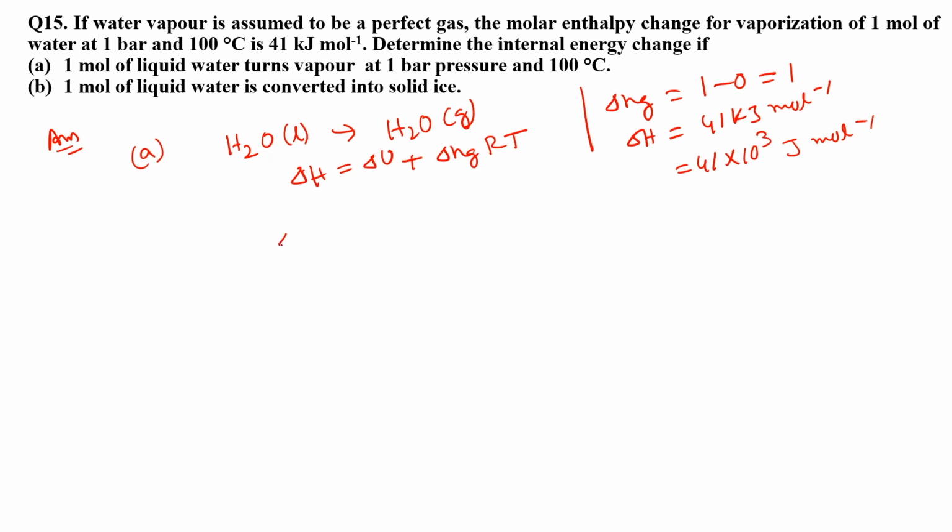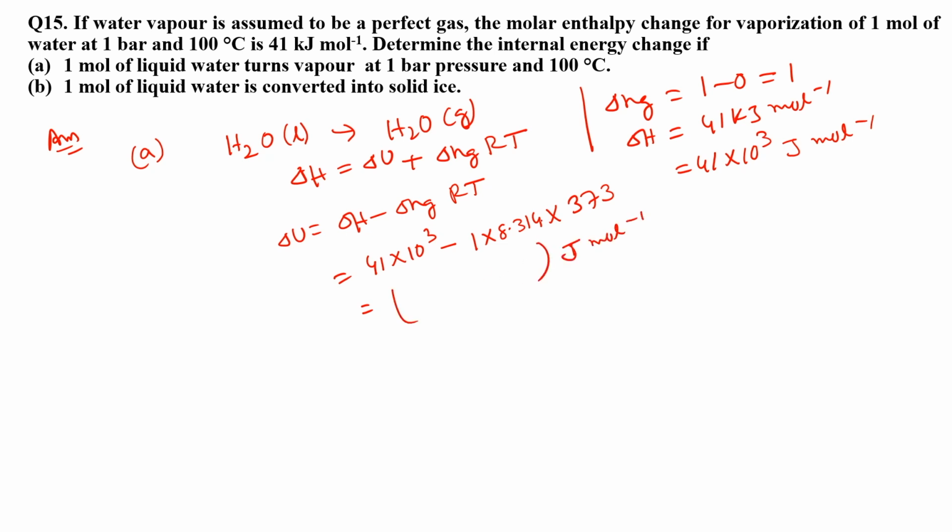So you get delta U is delta H minus delta Ng RT. So you get 41 times 10 to the 3 minus 1 times 8.314 times T. Sorry, T is 100 degrees Celsius, meaning 373 Kelvin. So that is the value of delta U in joule per mole. So you need to calculate this quantity here. That is the value of delta U.